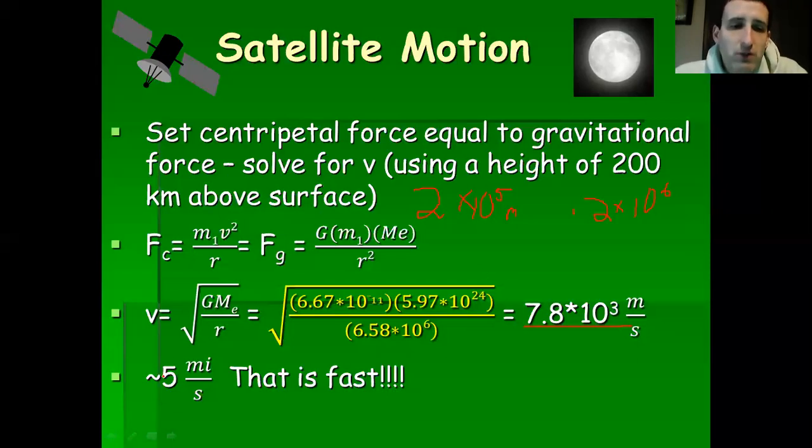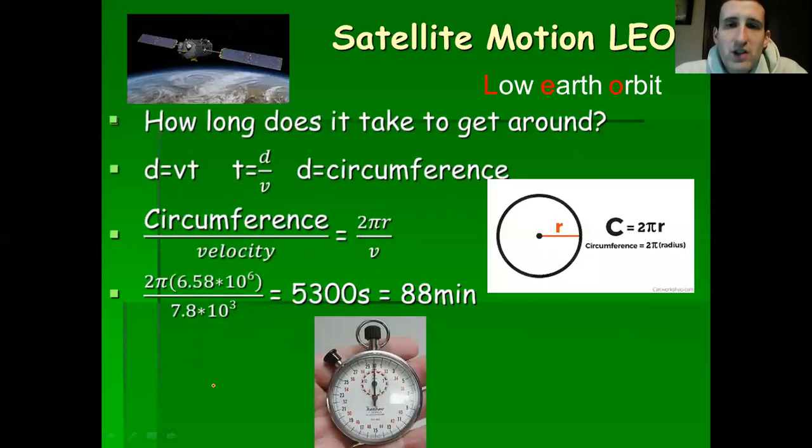So you got to go really, really fast to be in orbit. So that leads us to a second question, which is how long does it take you to go around the Earth if you're going that incredibly fast? So how long does it take a satellite to go around the Earth? This would be, again, anything in low Earth orbit. The space shuttles used to go up to low Earth orbit. The space station is in low Earth orbit. A number of our satellites are in low Earth orbit. So how long does it take them to go around?